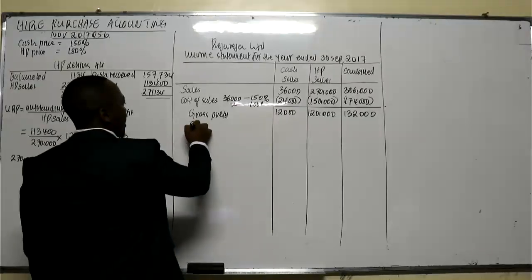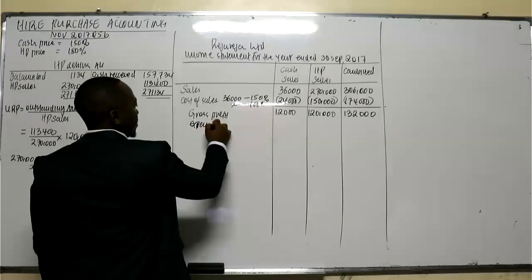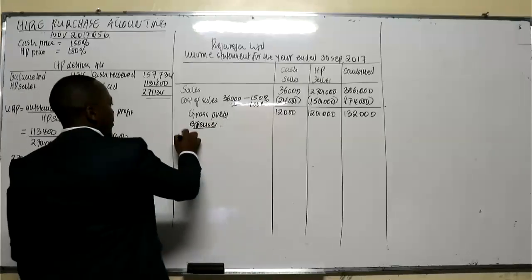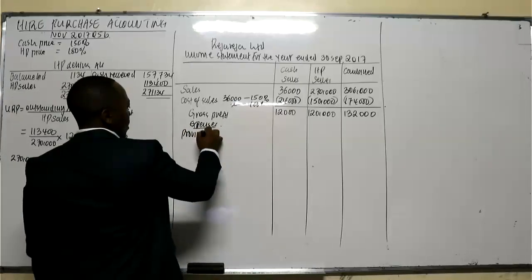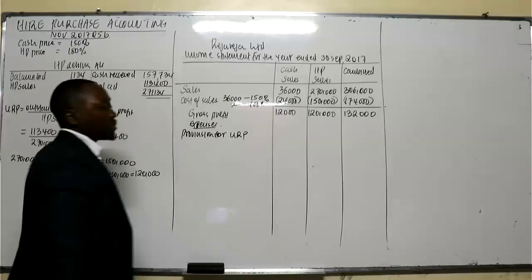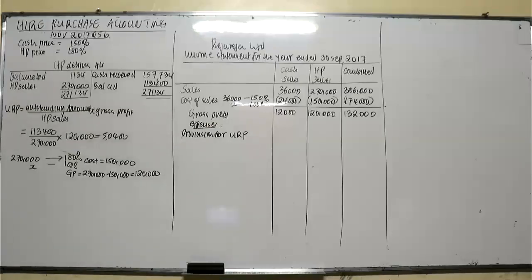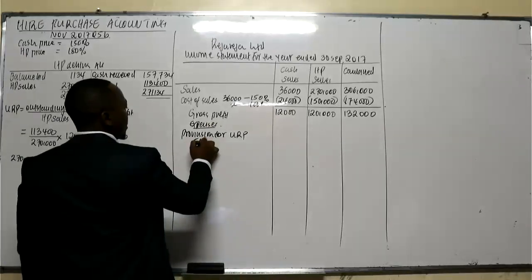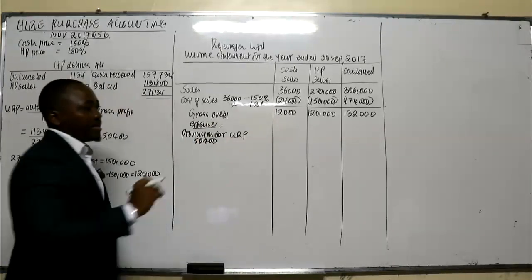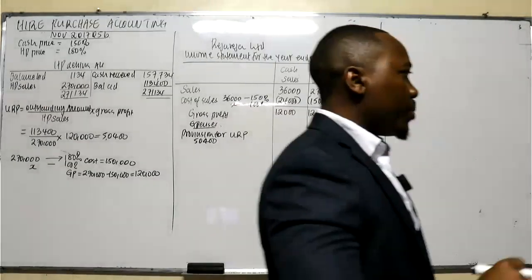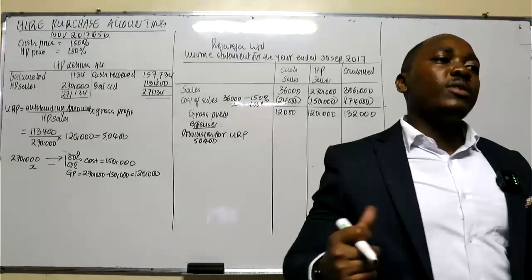Then we can deduct expenses. For expenses, number one, there is provision for unrealized profit, URP. How much is the provision for unrealized profit? The provision for unrealized profit on debtors is an amount of 50,400. Now there is something I mentioned about the provision. We see that an increase in provision is what you take to the P&L as an expense.